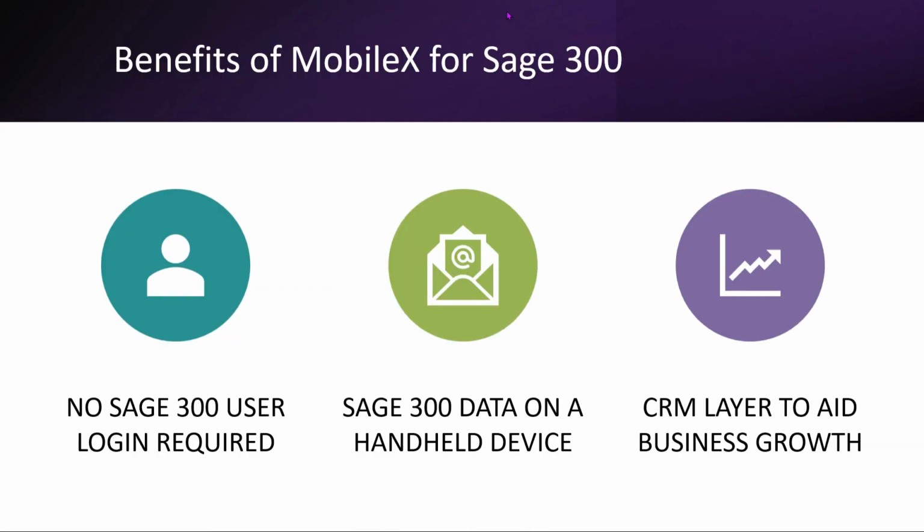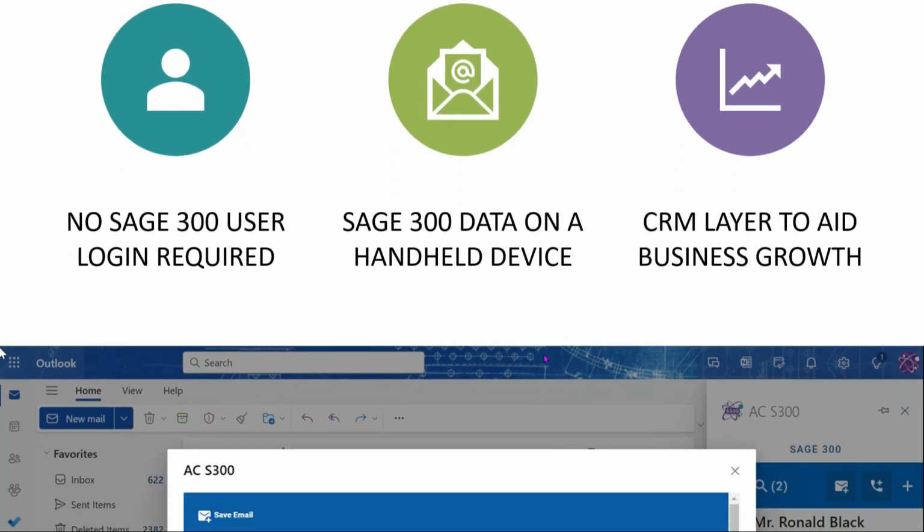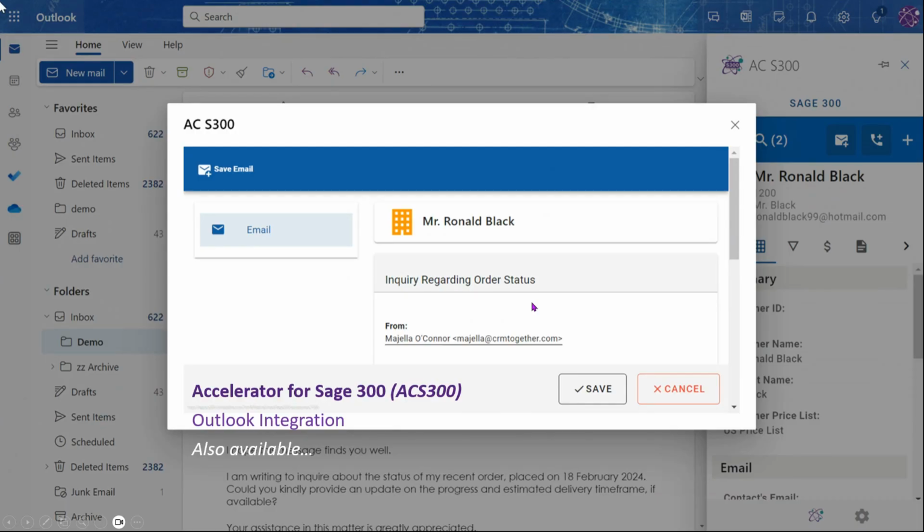The ability to be able to view orders and give up-to-date information to the customer without having to call back to the base. And that CRM layer that we've had, the idea of that is to aid business growth. So everybody is kept informed about what communications have taken place with the customer, and also the ability to record prospects for a follow-up when you get back to base. Just to mention, we also have Accelerator for Sage 300, or Outlook integration, for anybody that wants to review that. It's a similar UI, so there's no training challenges with it.